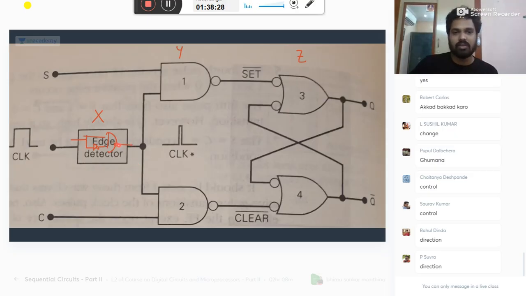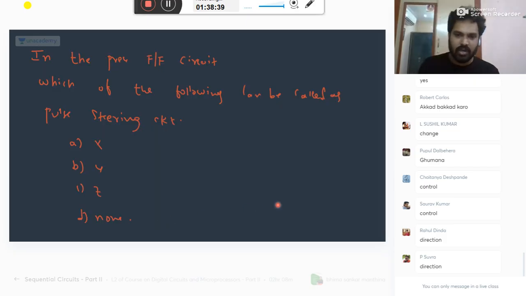This is your edge detector circuit. Okay, just now we discussed in this part, or this part, or this part, whichever is called the pulse steering circuit. That is the question. So let me start the poll. If you don't know, just make it none.